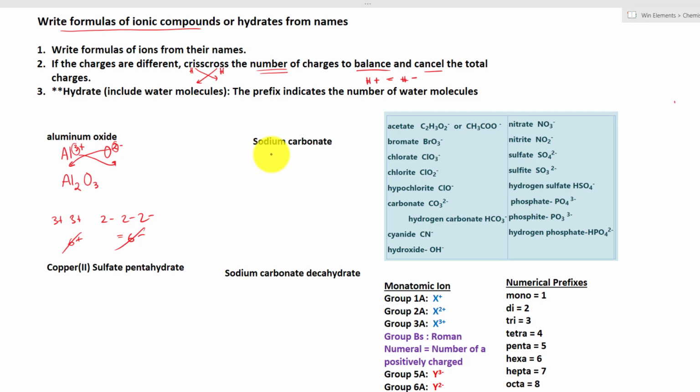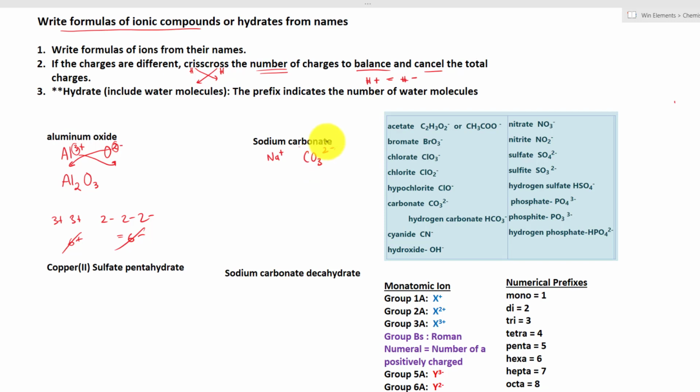Now let's try sodium carbonate. Sodium is in group 1A, so we know it's going to be Na plus. Notice how I memorized the periodic table already. If you don't, you just look them up on the periodic table. For carbonate, we have a list of polyatomic ions for you already, which you have on your notes. So in this case, carbonate is CO3 2 minus. Notice how I write the ions with the charges on top. That's a superscript, and the subscript indicates how many there are of that specific element.